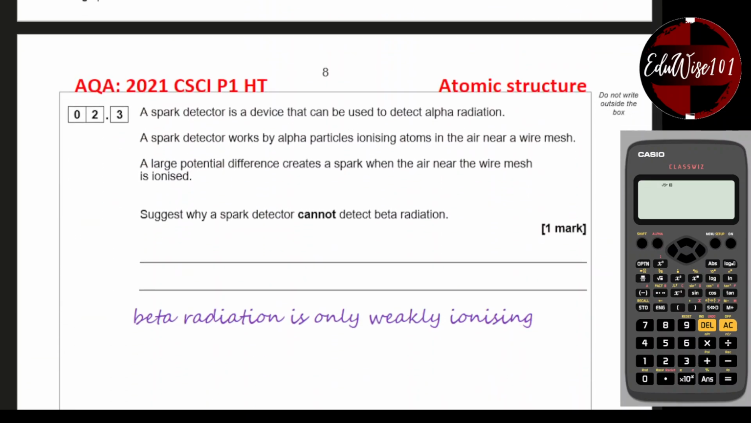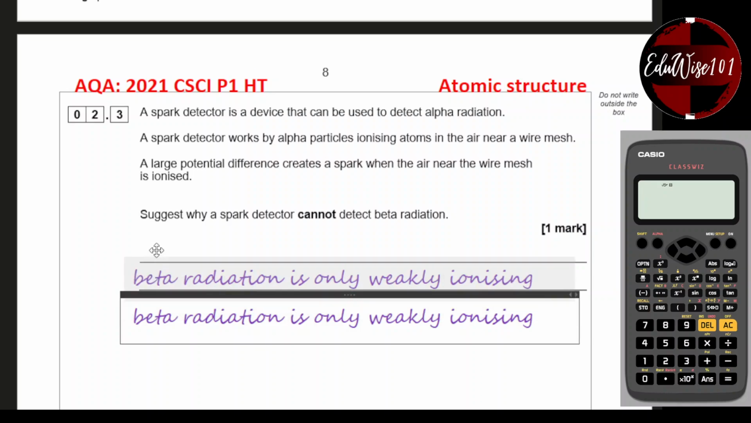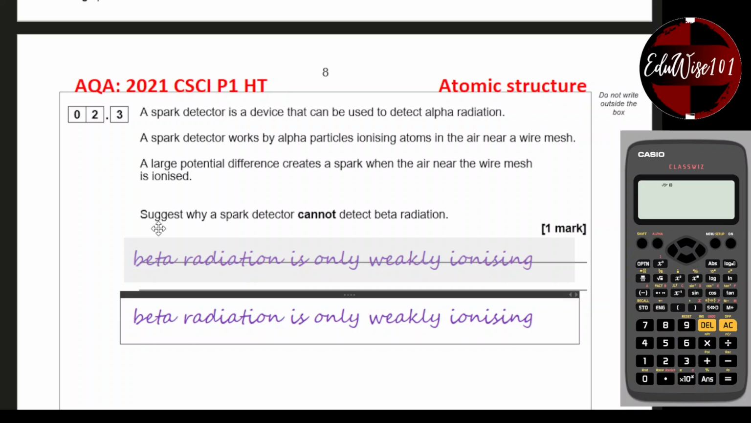2.3. The answer is already there. Now, a spark detector is a device that can be used to detect alpha radiation. A spark detector works by alpha particles ionizing atoms in the air near a wire mesh. A large potential difference creates a spark when the air near the wire mesh is ionized. Suggest why a spark detector cannot detect beta radiation. The main reason being beta radiation is only weakly ionizing.